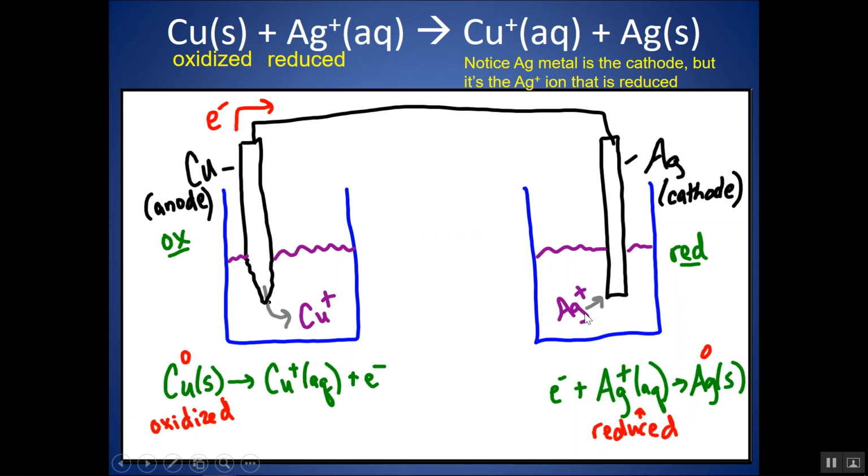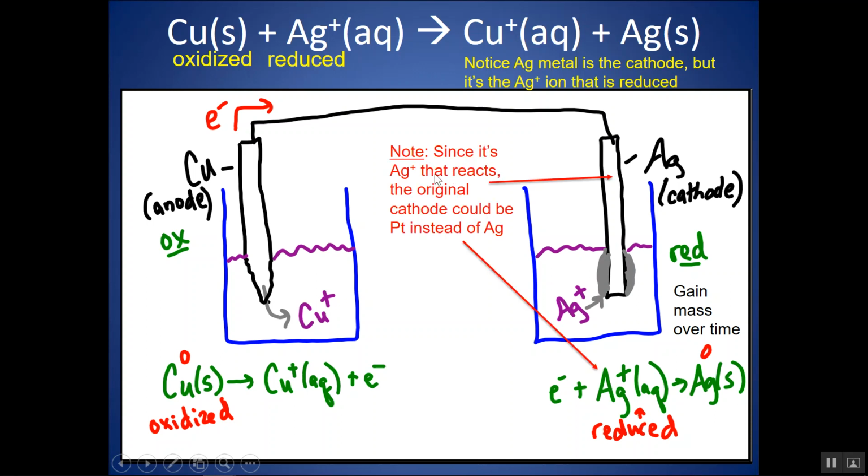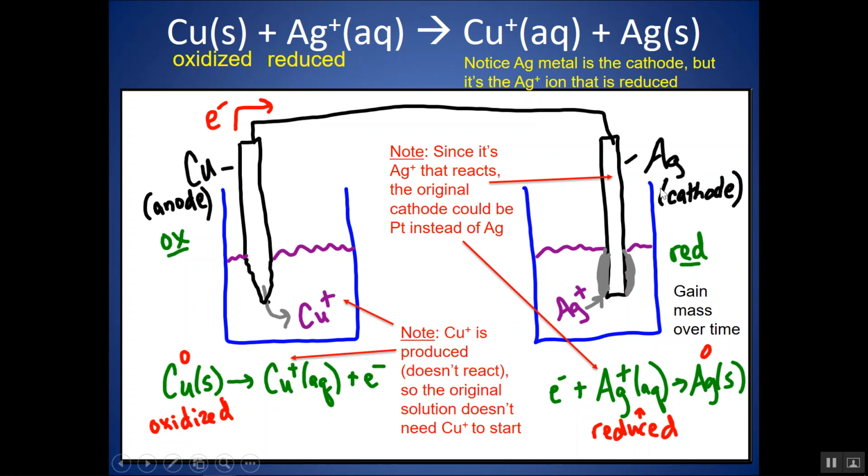Over time, Ag+ is turning into the solid at this cathode as the electron gets accepted. And over time, this would get coated with Ag solid and it would gain mass. How do I know that? I'm literally looking at the half reaction. So again, notice it's Ag+ that reacts, and this original cathode could be graphite, could be platinum, because it's not actually silver, but let's ensure there's nothing else involved, and let's make it silver. And notice that Cu+ doesn't necessarily have to be there, but it would be building up over time.